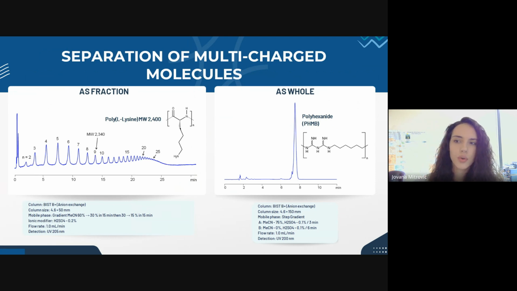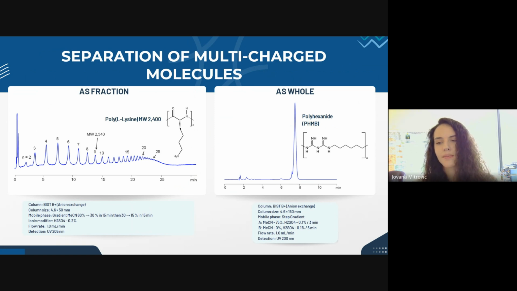Now, let's look at 2 real-world examples to see how BIST handles multi-charged polymers in different analytical contexts. First, on the left, we have polylysine, a positively charged polymer that exists as a mixture of smaller molecular weight fractions. Using the BIST method with a positively charged column and sulfate as the bridging ion, we apply a gradient from high to low organic content. This setup allows us to retain and separate the lower molecular weight fractions of the polymer effectively.